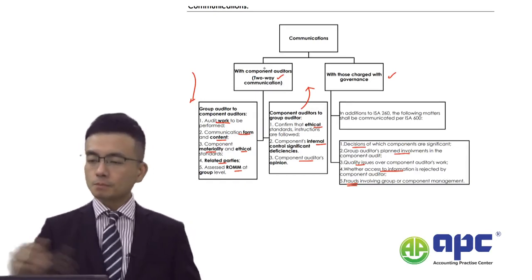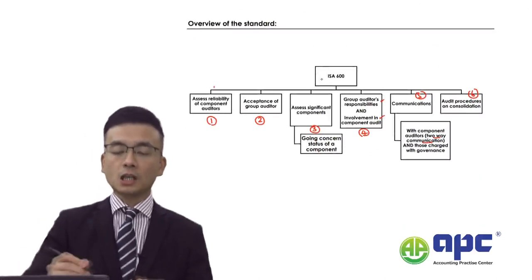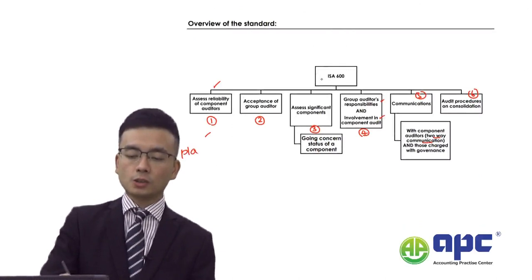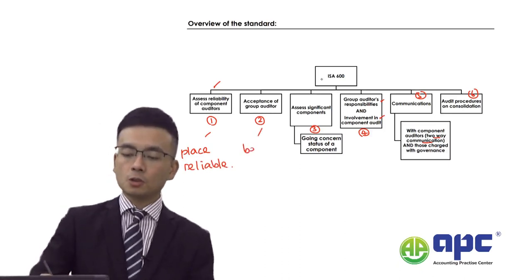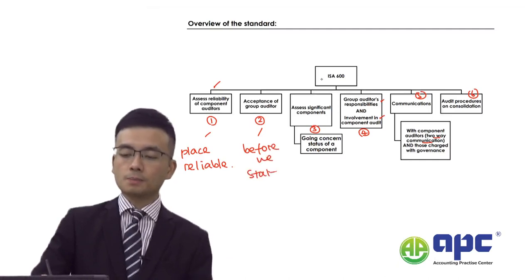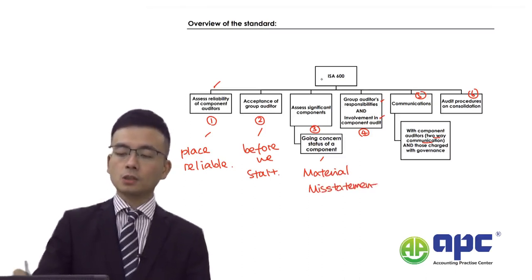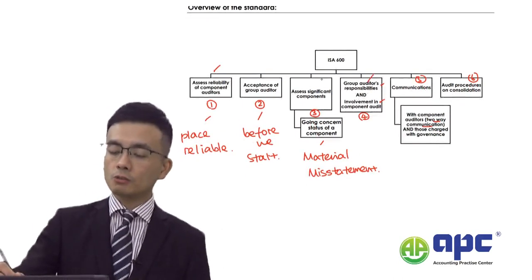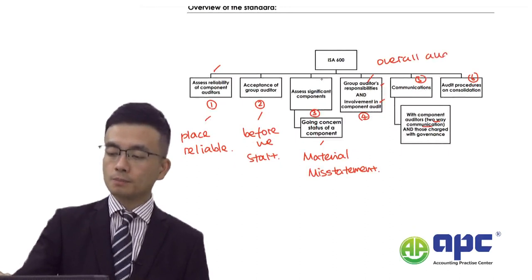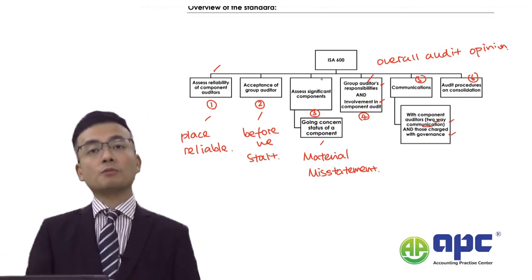That's very important there. So far, in ISA 600 here, we've covered a range of issues. For example, the reliability of the component auditor to determine whether or not we can place reliance on them, for example by looking at their CV and the standards they are following. And the acceptance by a group auditor before we start to audit the group and to assess the significant component, because in calculating the materiality level, if material misstatements happened in that company, whether or not it will affect the group one. Also the group auditor's responsibility and the involvement in the audit. So we are responsible for the overall audit opinion in the group. And also the communications, there will be a two-way communication and the communication with those charged with governance as well.